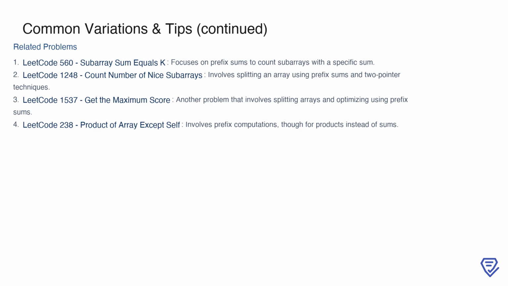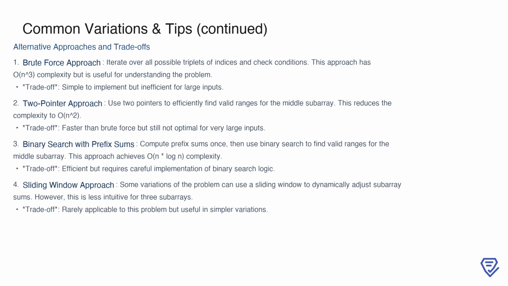LeetCode 1537, Get the Maximum Score, is another variation that requires splitting arrays and optimizing using prefix sums. Additionally, LeetCode 238, Product of Array Except Self, involves prefix computations, but it focuses on products instead of sums. These related problems can help strengthen your understanding of how prefix sums and optimization techniques can be applied to a variety of scenarios. When considering alternative approaches, each comes with its own trade-offs.